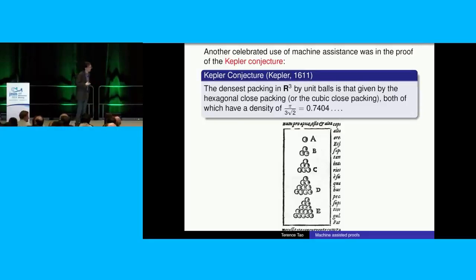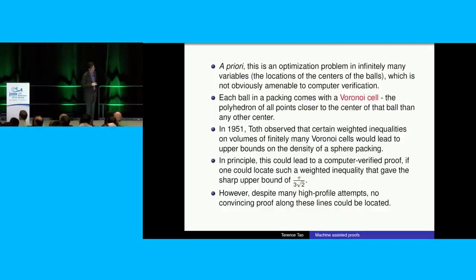There's also a dual packing with the same density called the cubic closed packing. And they have a certain density, pi over 3√2. And this was conjectured to be the densest packing. So this is an annoyingly hard statement to prove. It's an optimization problem in infinitely many variables.